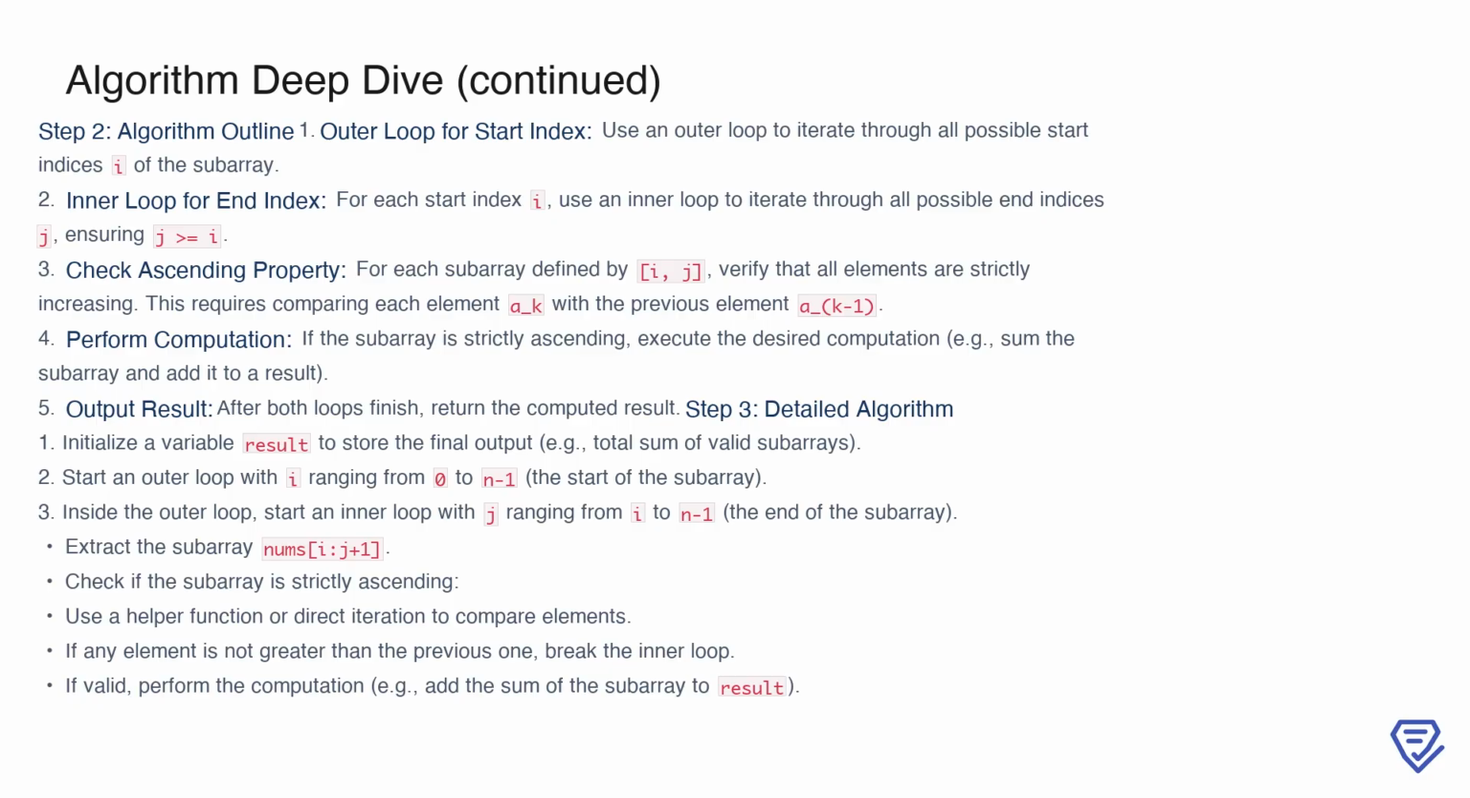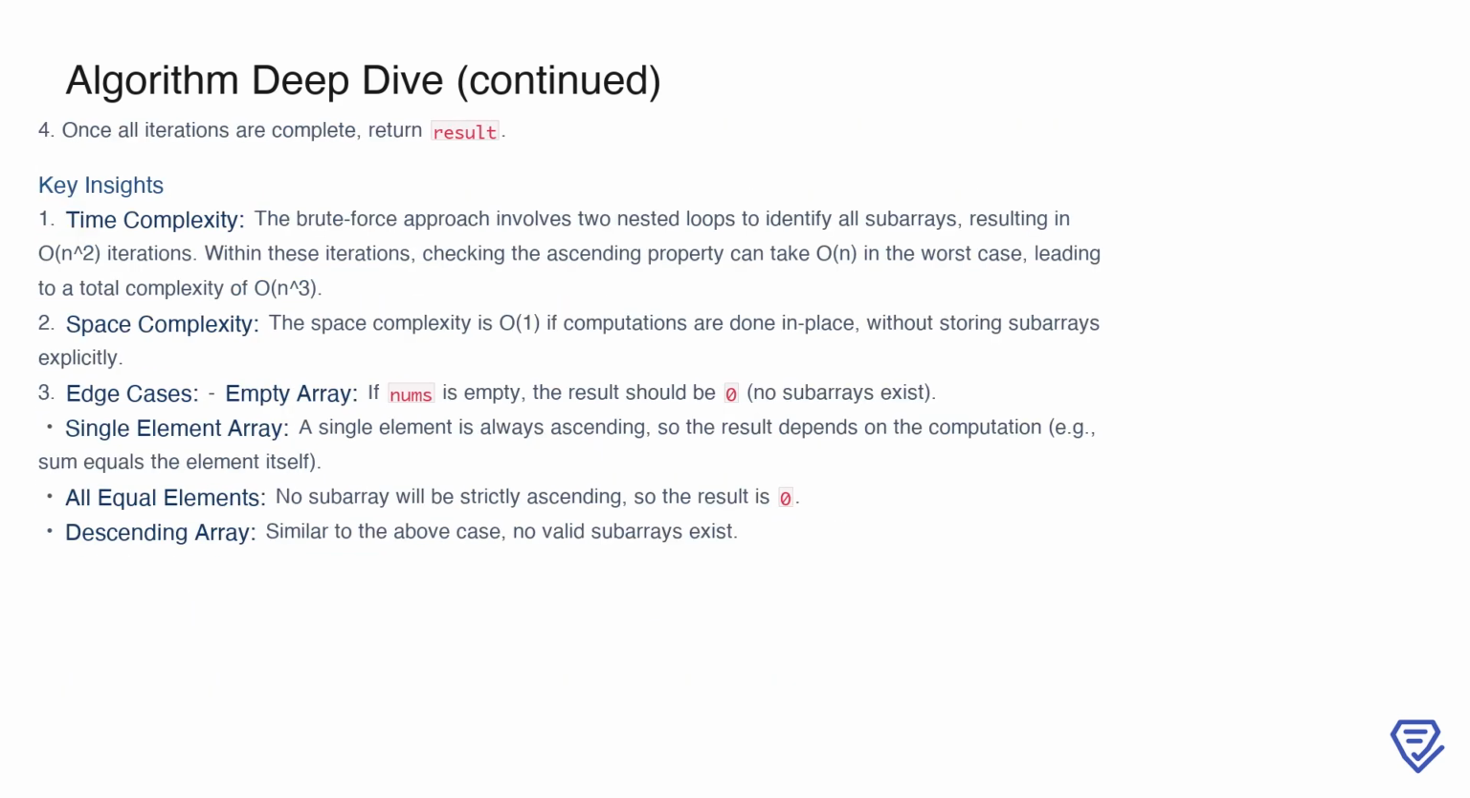For every subarray defined by the indices i, j, we check if its elements are strictly ascending. This means comparing each element in the subarray with the previous one to ensure that each value is greater than the one before it. If the subarray passes this check, we perform the required computation, such as summing its elements and adding this value to a result variable. Once all iterations are complete, the final output is returned, which represents the cumulative result of all valid subarrays. After completing the nested loops, the cumulative result is stored in the variable result, which is then returned as the output. Understanding the key insights can help clarify the efficiency and behavior of this approach.